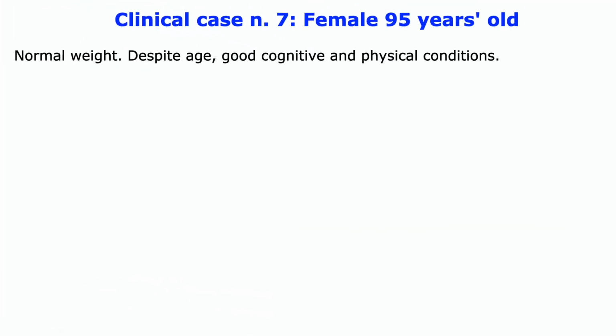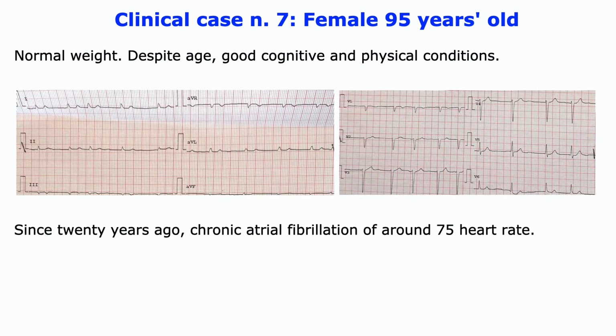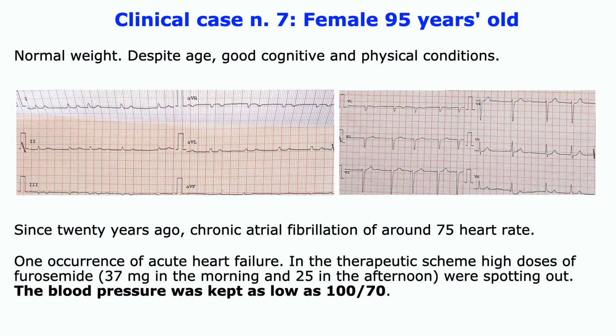Normal weight, despite age, good cognitive and physical conditions. For 20 years, the patient demonstrated chronic atrial fibrillation with a heart rate of around 75, with one occurrence of acute heart failure and pulmonary edema. In the therapeutic package, high doses of furosemide, 37 mg in the morning and 25 in the afternoon, were spotted. The blood pressure was kept as low as 100/70.